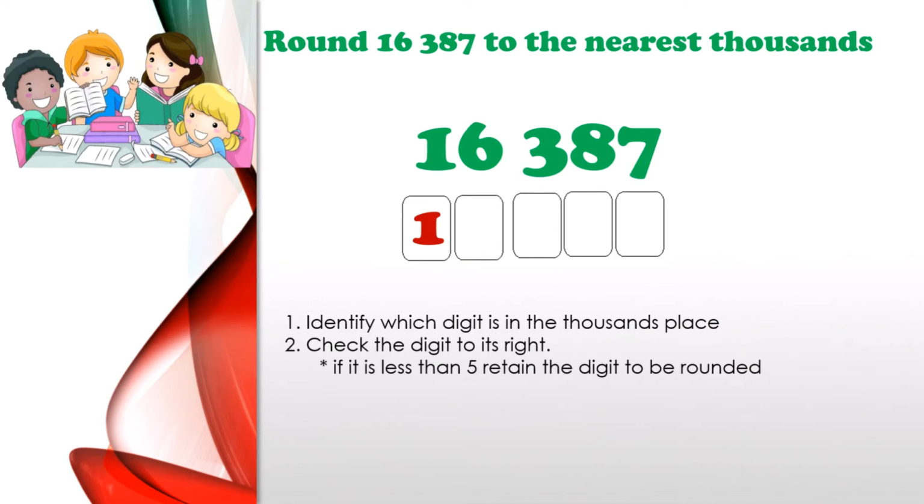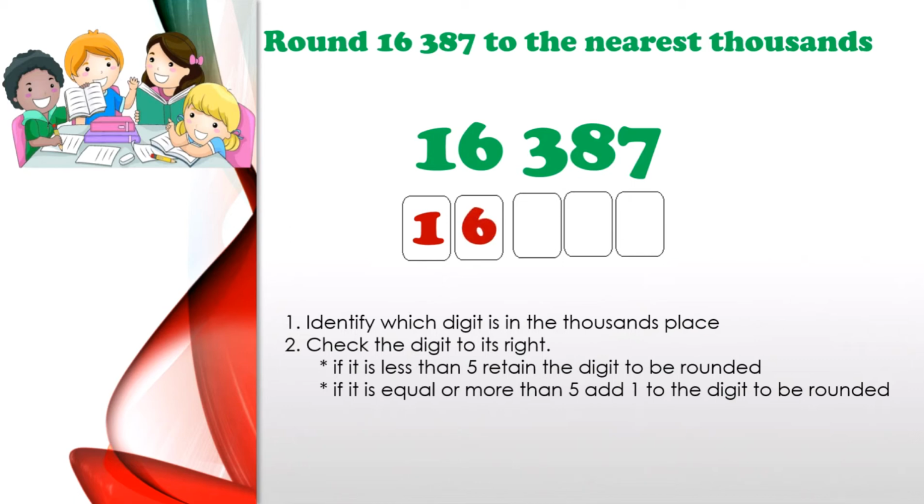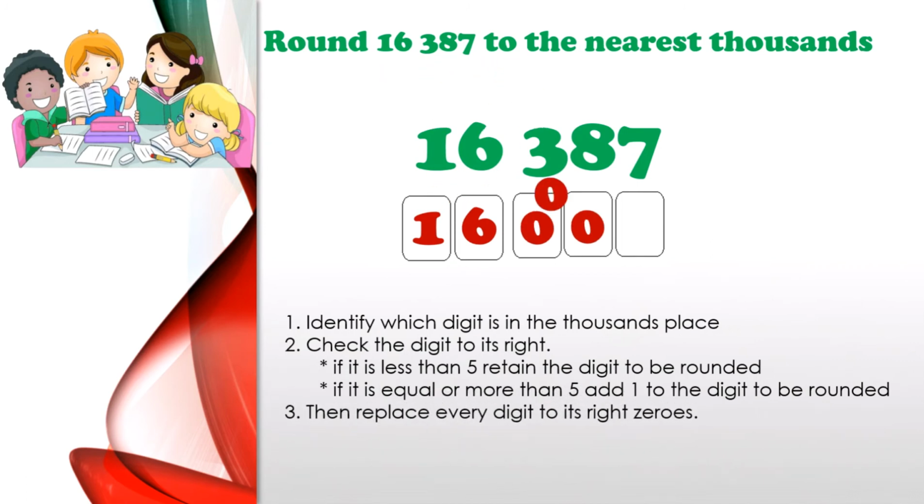If it is less than 5, retain the digit to be rounded. If it is more than 5, add 1 to the digit to be rounded. Since the number at the right of 6 is 3, we have to retain the number, and that will be 6. And then, replace every digit to its right with zeros. So, 16,387 rounded to the nearest thousand is 16,000.